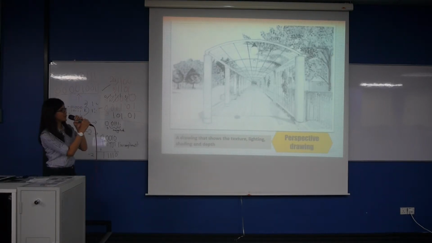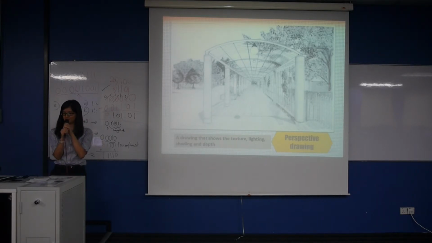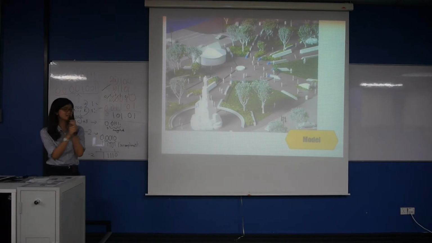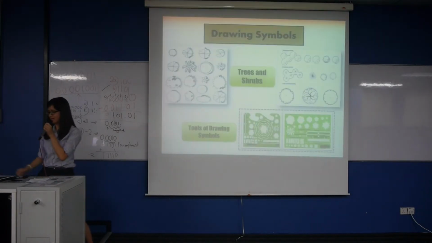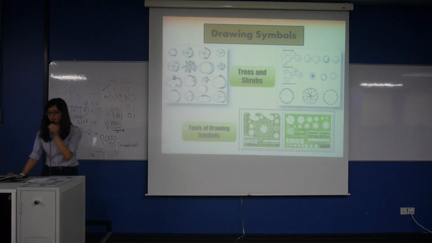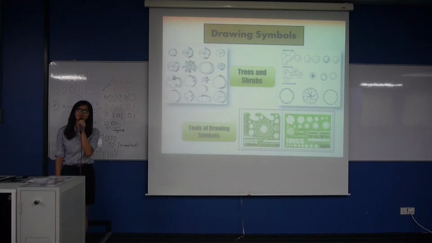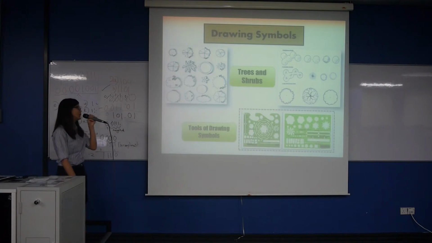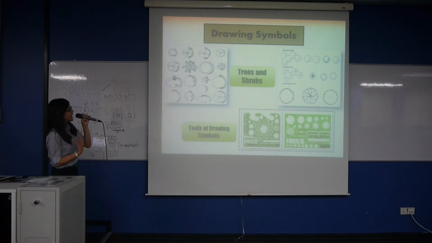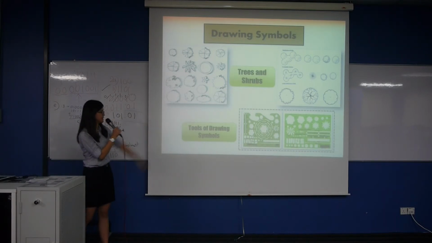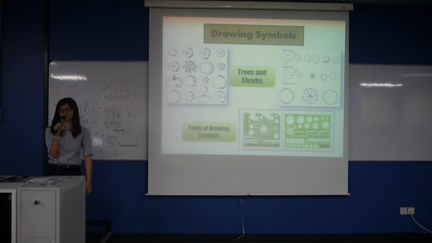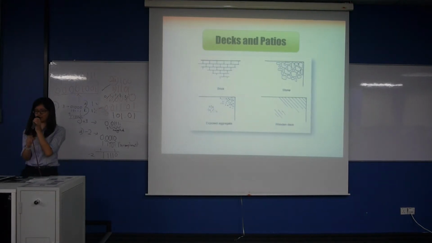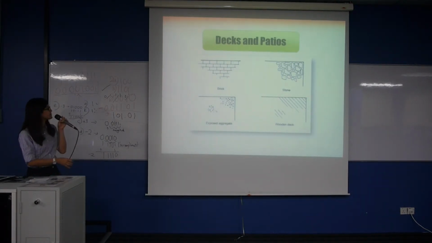This picture shows a one-point perspective drawing. And finally, this is the model of the final product, the landscape. Normally, landscape architects will also use some drawing symbols in their drawings, such as to emphasize the trees and shrubs. This tool is the tool for drawing symbols, the ruler. And this is the symbols of decks and pastures.